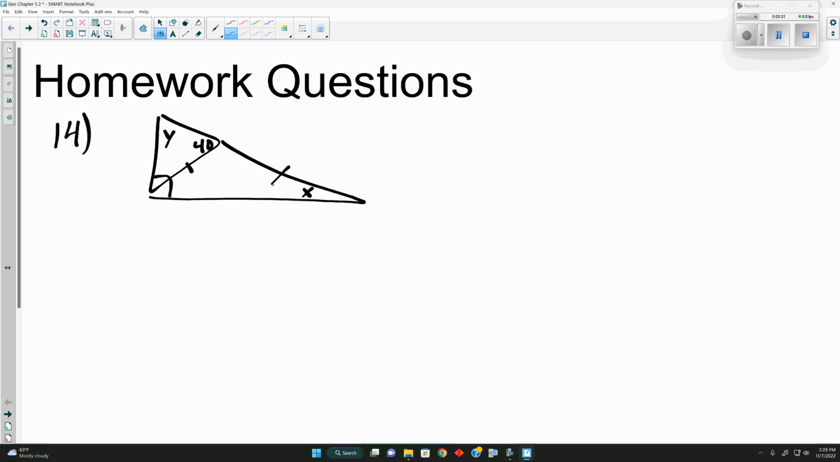So this is from 5.4. This is what we're given, and we want to find the values of x and y.